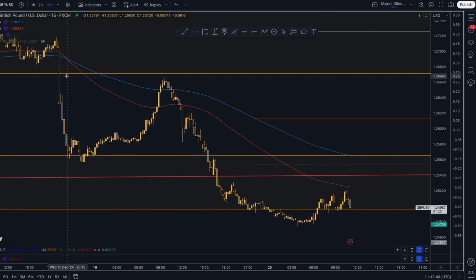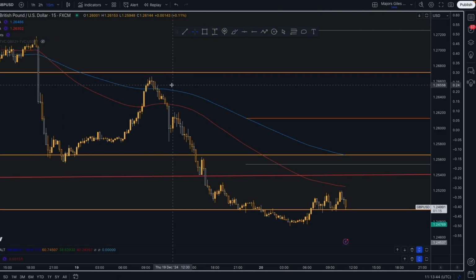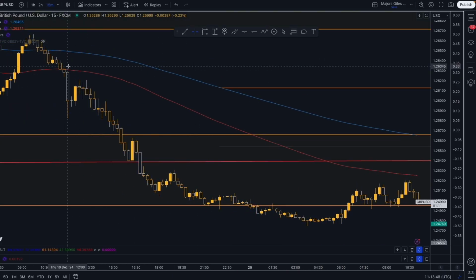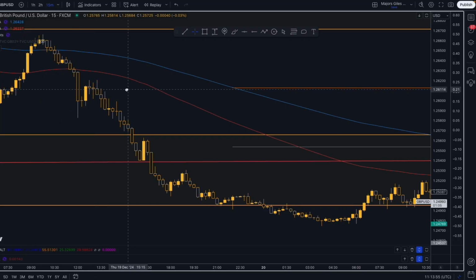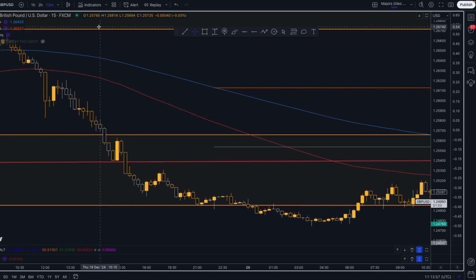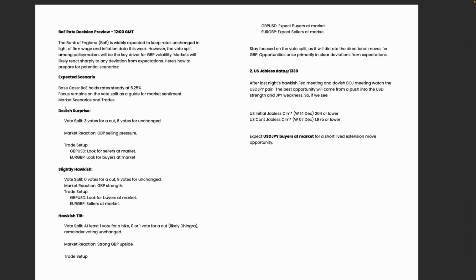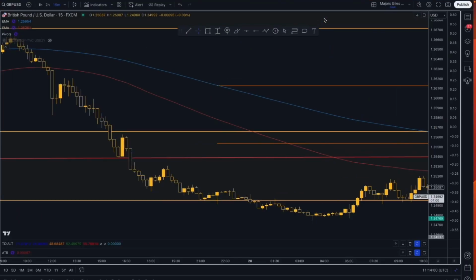Now, here's one in the pound on the Thursday, the 19th of December. What we were looking for here was a vote split from the Bank of England that indicated members of the Monetary Policy Committee were more committed to interest rate cuts moving forward. And we saw the vote split that we wanted. In the cheat sheet here, we just highlighted if we saw a vote split of 3 for a cut, 6 for unchanged, then we're to look for pound dollar sellers at market. You can see here that's exactly what we got with the decision.